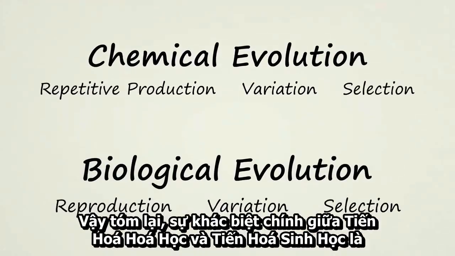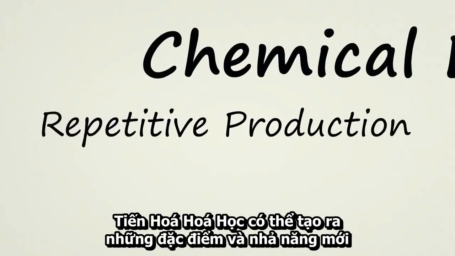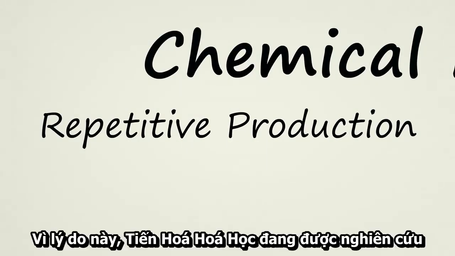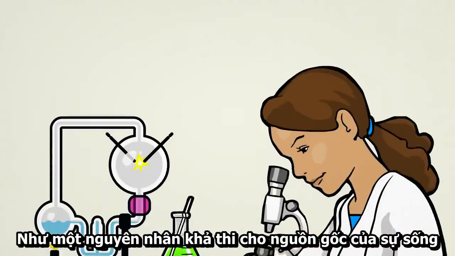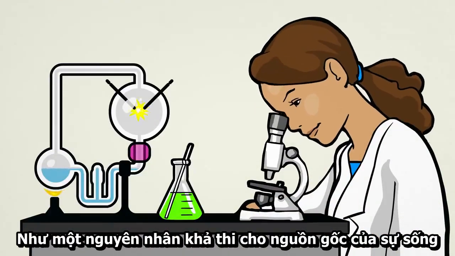So, to sum things up, the main difference between chemical evolution and biological evolution is that chemical evolution can produce new characteristics and abilities without depending on reproduction. Because of this, chemical evolution is being investigated as a possible cause for the origin of life.